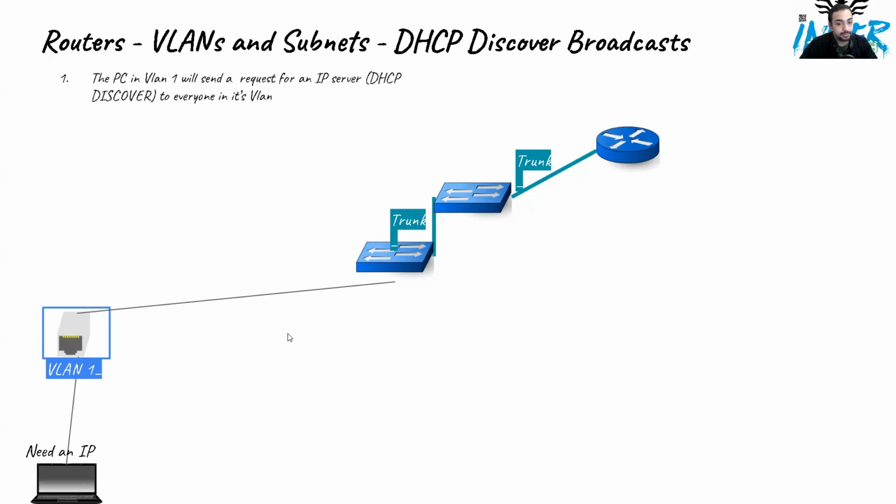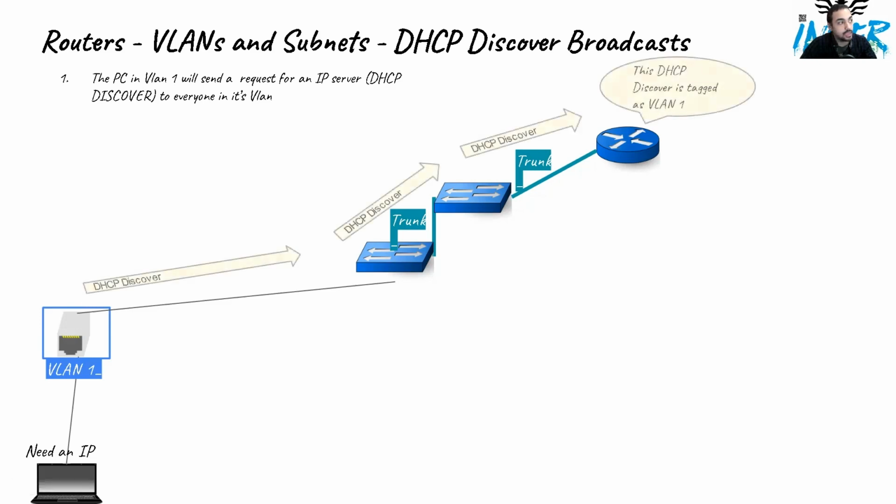So the first step is the laptop PC in VLAN 1 when attached to the VLAN 1 switch port with the IP settings set to DHCP. So in the IP configuration settings, you make sure it's set to DHCP. Then it's going to send a request for an IP to a DHCP server, known as DHCP Discover, to everyone in its own VLAN. The DHCP Discover request will travel up the switch trunks into the router. The router will then see that the DHCP Discover is tagged as VLAN 1.